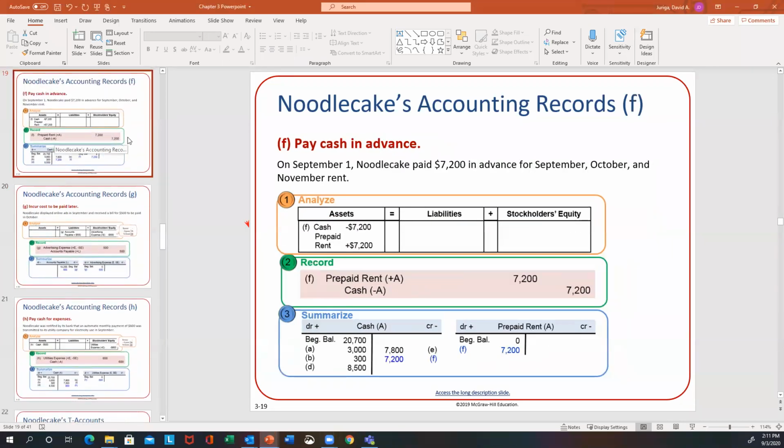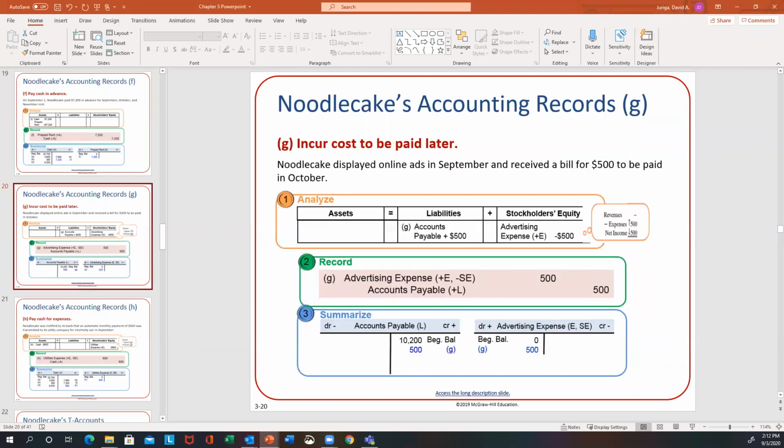All right, next one, you paid cash in advance. So this is going to be a prepayment. So again, two assets: you're going to reduce cash and increase prepaid. Again, notice only assets are affected. You'll debit one asset and credit the other and then post them to your ledger.